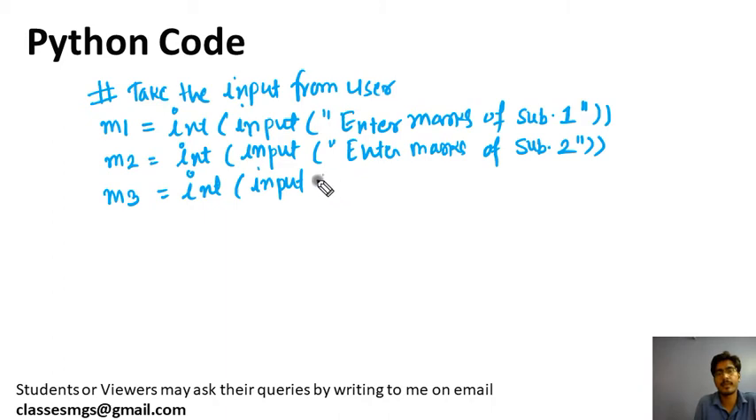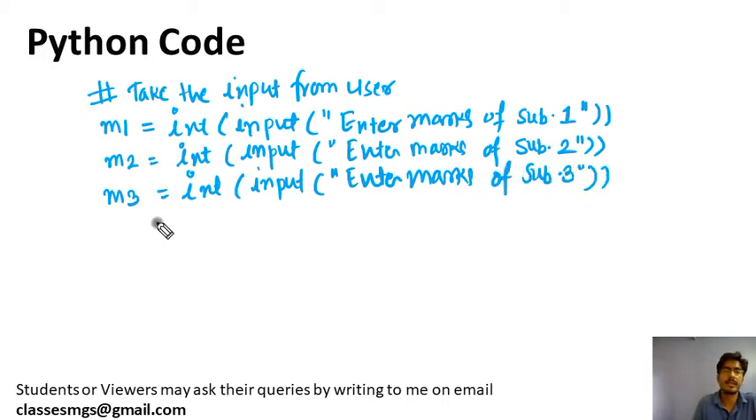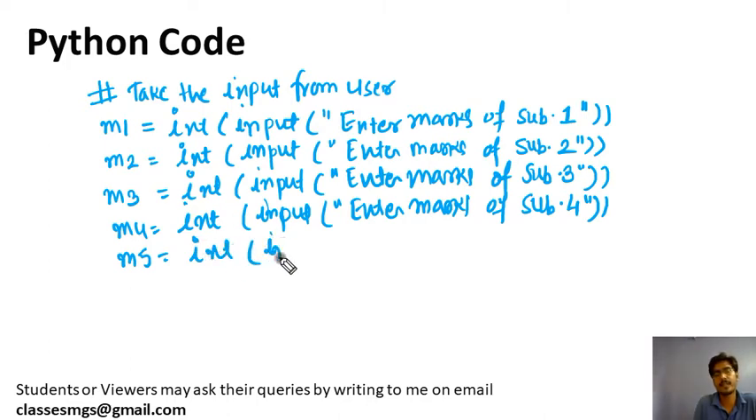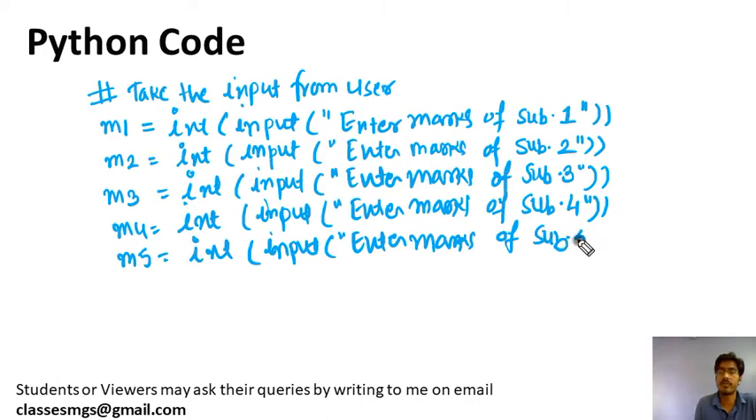Then we will take the input as an integer, enter marks of subject 3. Then we will take the input for the 4th subject, integer, input, enter marks of subject 4, and in the same way marks for subject 5, integer, input, enter marks of subject 5.